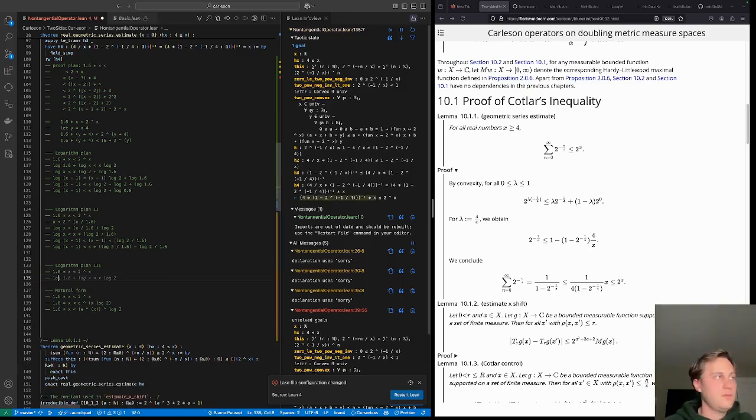This is log x over log 2 plus log 0.6 over log 2.